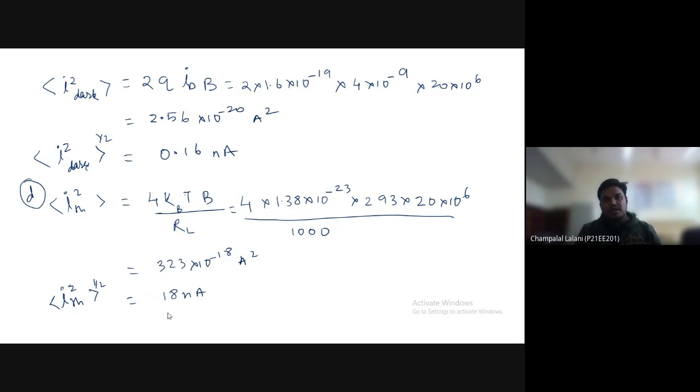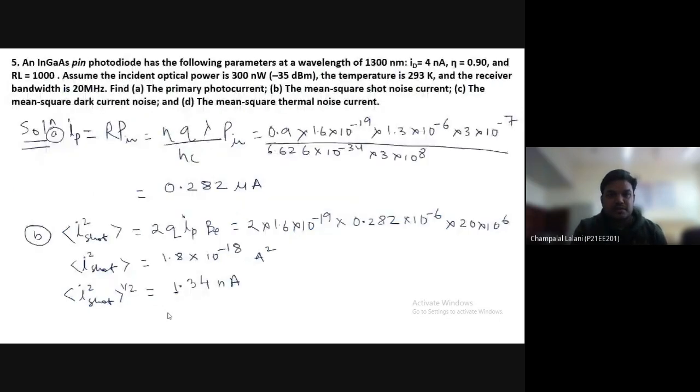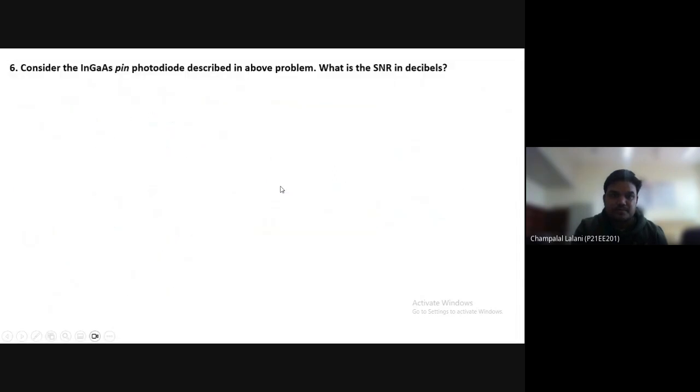Thermal current, dark current, shot noise: thermal current noise, dark current noise, and mean square shot noise current. So these are the values that we have got. All are in nanoampere, whereas the signal power was in microampere. So let's move to the next part of this question.